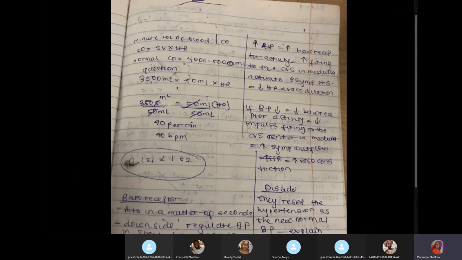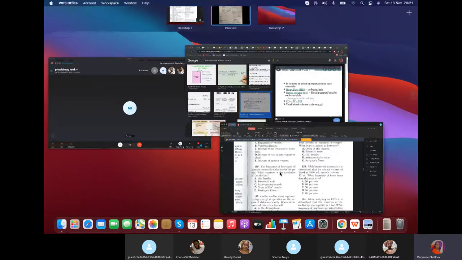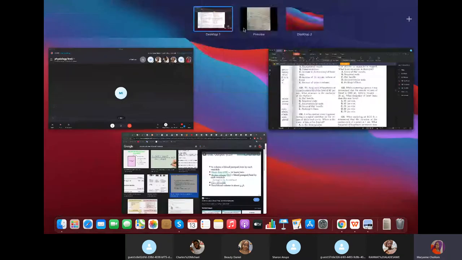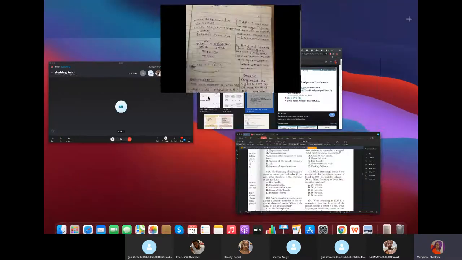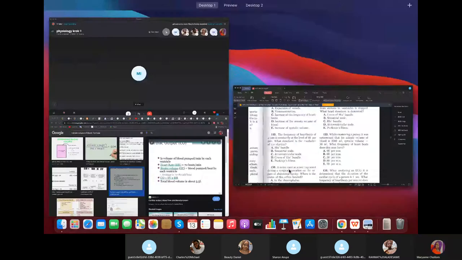So simple maths. When you don't know this, let this be X, so it's 50X, or 50 times HR. Divide both sides by 50, it will be what? 70 beats per minute. You get it? So that's why the answer is 70. So know this formula. Anytime they give you a question, all you need to do is input what they give you. As long as they give you stroke volume as 50 and they tell you the heart rate is 70, you just multiply to get the cardiac output. So know that formula.